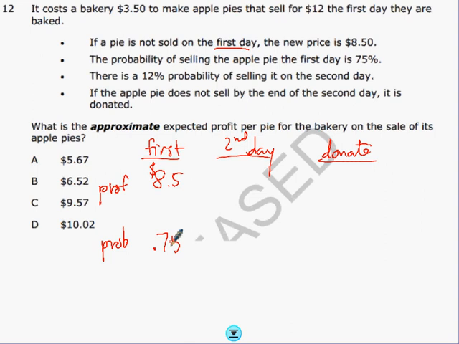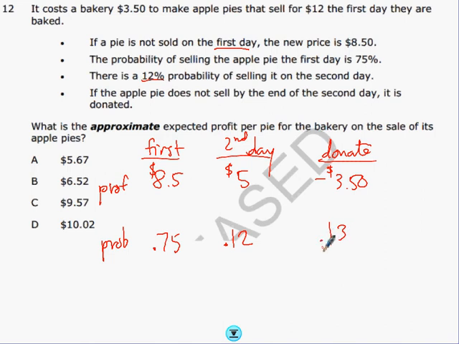Okay, let's look at the second day. The new price on the second day is $8.50, but again, it cost them $3.50 to make it, so their profit's only $5, and that's a 12% probability. Okay, and then maybe they donate it. If they donate it, they're not going to make any money, but it costs them $3.50, so they're losing $3.50. And let's see, that's 87% chance they sell it. If they don't sell it, there's a 13% chance.